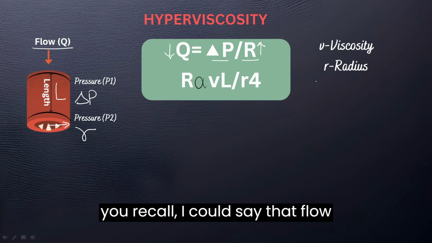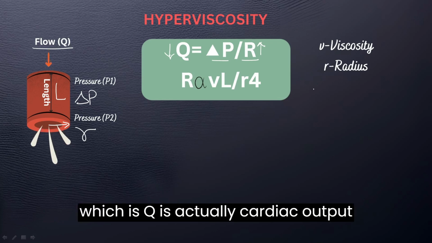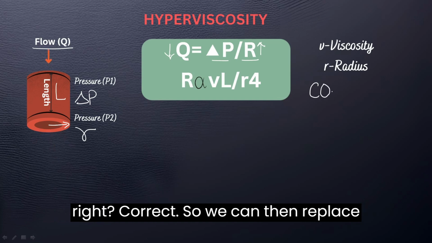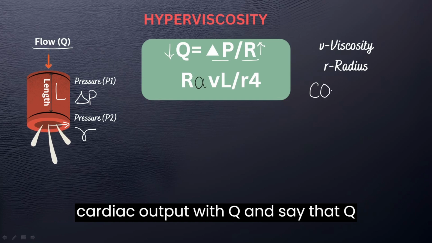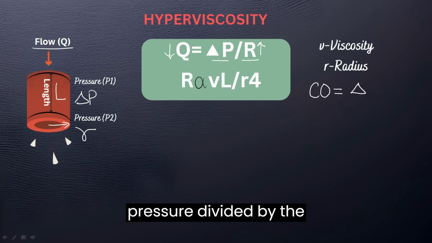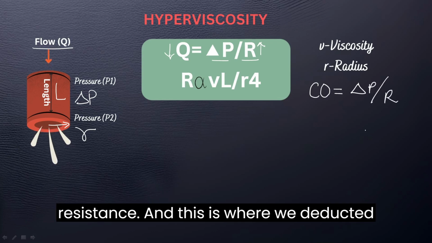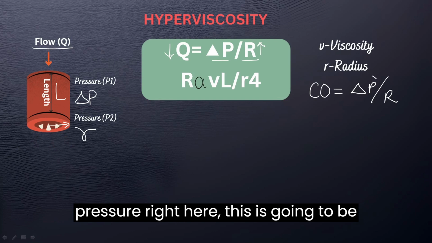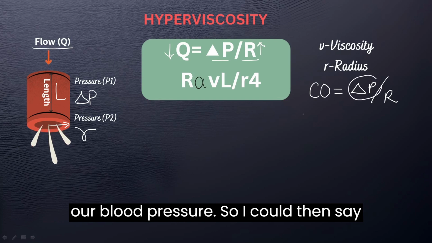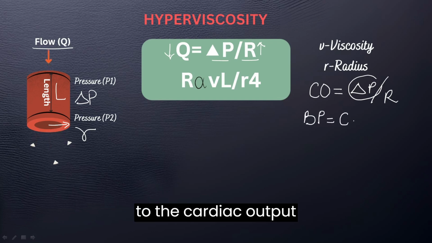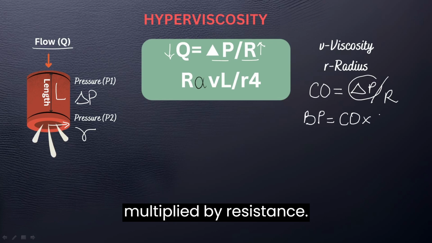Now, if you recall, I could say that flow, which is Q, is actually cardiac output, because cardiac output is actually flow, right? Correct. So we can then replace Q with cardiac output, and that is going to be equal to the change in the pressure divided by the resistance. And this is where we deduced our formula for blood pressure. So the blood pressure, which is the change in the pressure right here, I could then say that blood pressure is equal to the cardiac output multiplied by resistance.